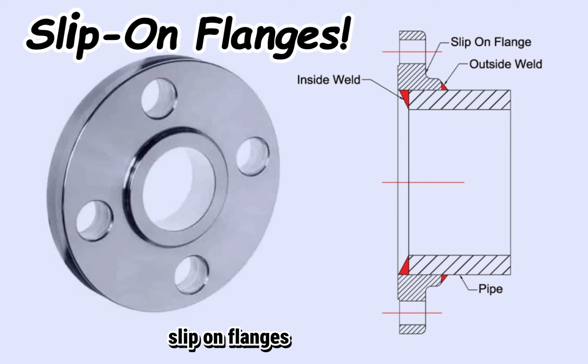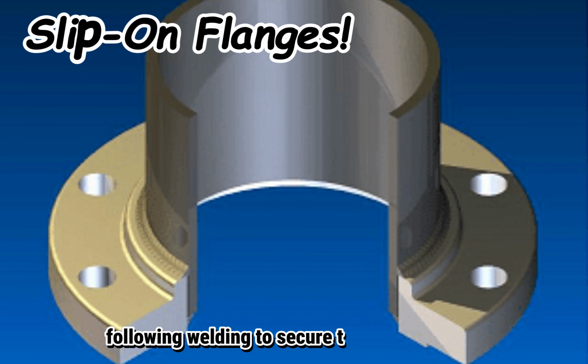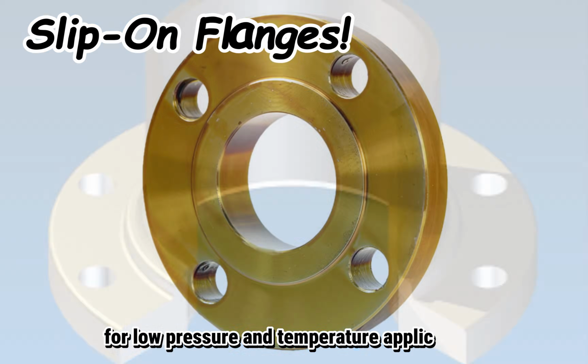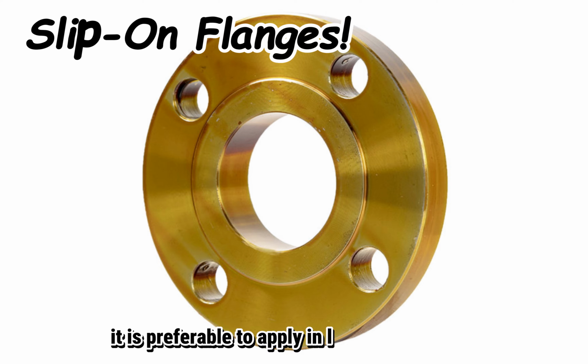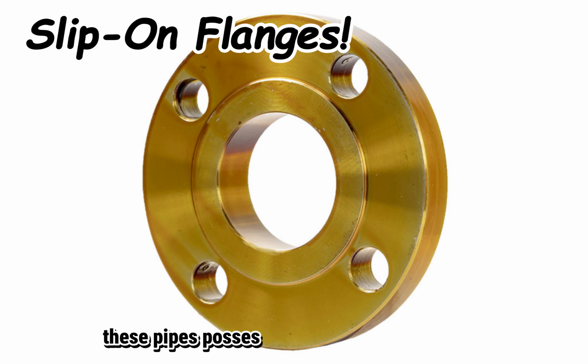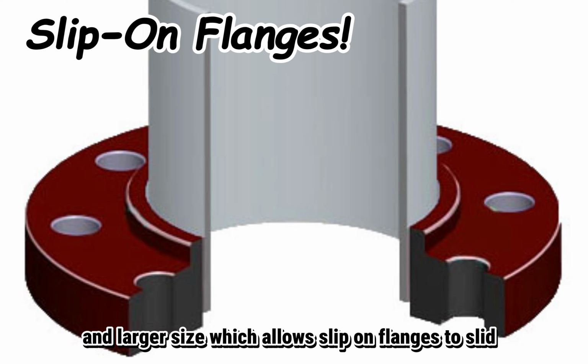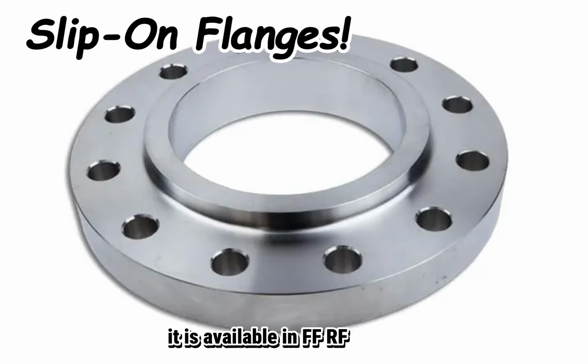Slip-on flanges. A slip-on flange, as the name suggests, slips onto the pipe. Slip-on flanges have a bore slightly larger than the outer diameter of the pipe they connect to, allowing the pipe to slip into the flange. It slides over the pipe, followed by welding to secure the pipes in place. It is perfectly applicable for low pressure and temperature applications. It is preferable to apply in low stress regions. These flanges possess a slightly higher diameter and larger size, which allows them to slide. It is available in FF, RF, etc. You can install them at a moderate cost.